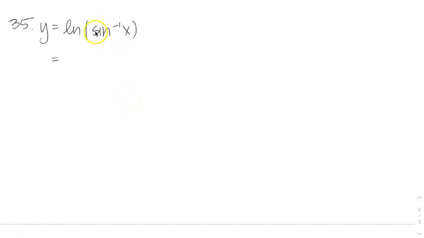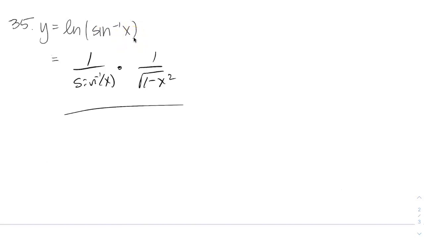And the last one here, natural log. Remember, natural log is one where you flip, so it's kind of like e. You flip it. It's 1 over arcsine of x times the derivative of arcsine, which is 1 over square root of 1 minus x squared. And there we go. That's it.